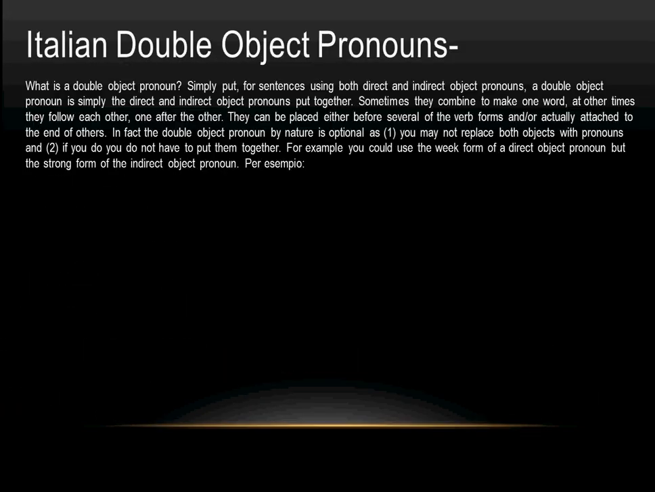Okay, what is a double object pronoun? Simply put, for sentences using both direct and indirect object pronouns, a double object pronoun is simply the direct and indirect object pronouns put together. Sometimes they combine to make one word. At other times, they follow each other, one after the other. They can be placed either before several of the verb forms or actually attached to the end of others.